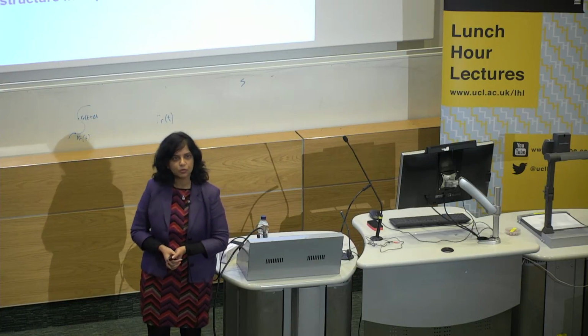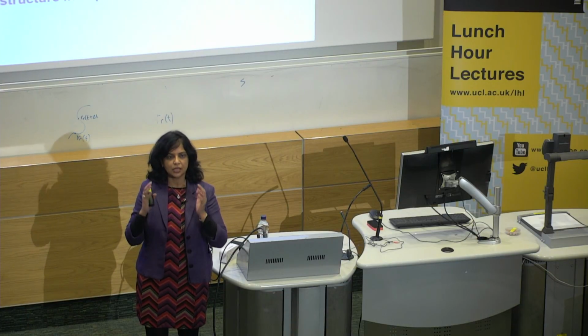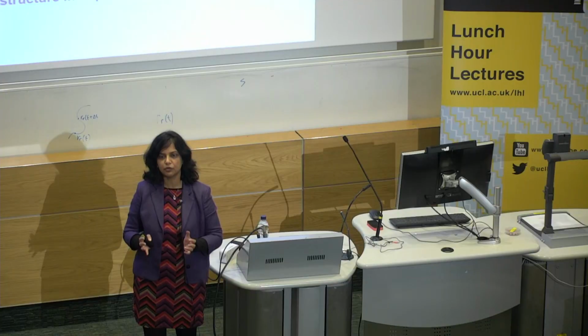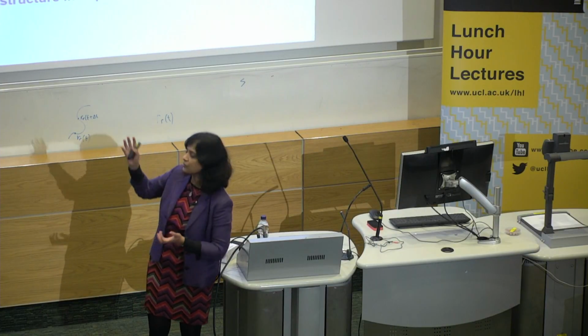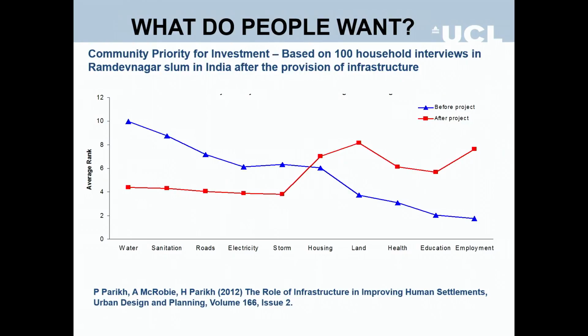Then the next question I posed to them was, if you receive those services, what would your priorities be? Interestingly enough, the red line, which shows the shift in priorities, shows that people then start thinking about housing, employment, land tenure, and education.